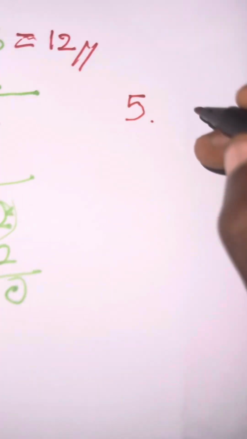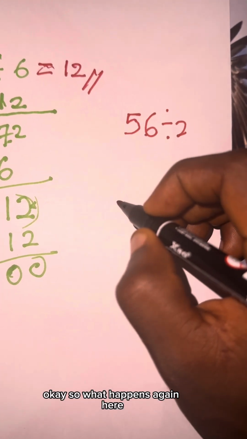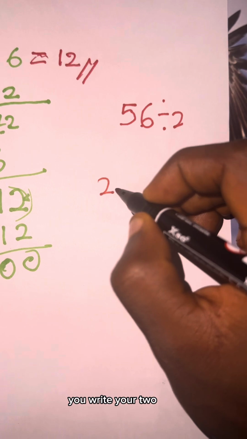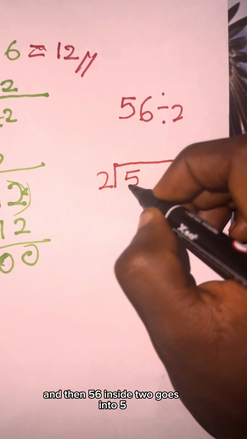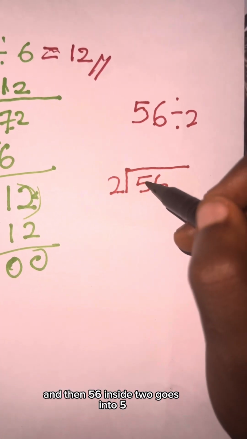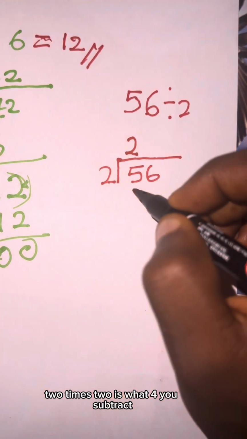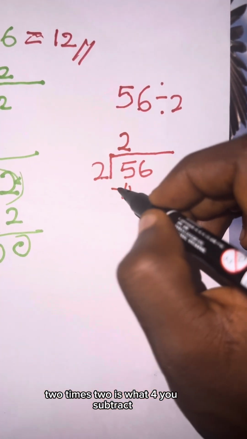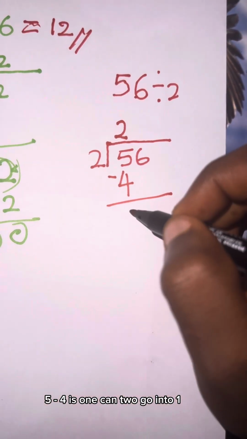56 divided by 2. Okay, so what happens again here? You write your 2, you do your long division symbol, and then 56 inside. 2 goes into 5, what? 2. 2 times 2 is what? 4. You subtract. 5 minus 4 is 1.